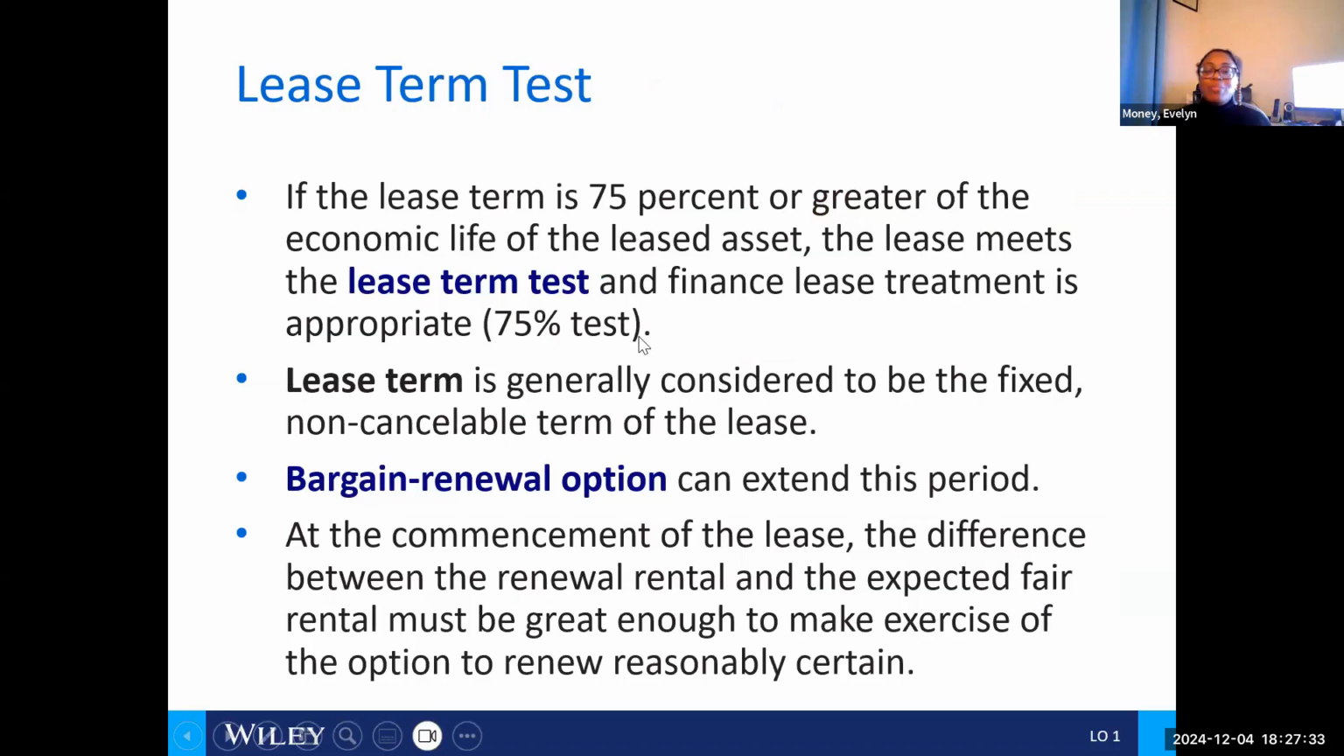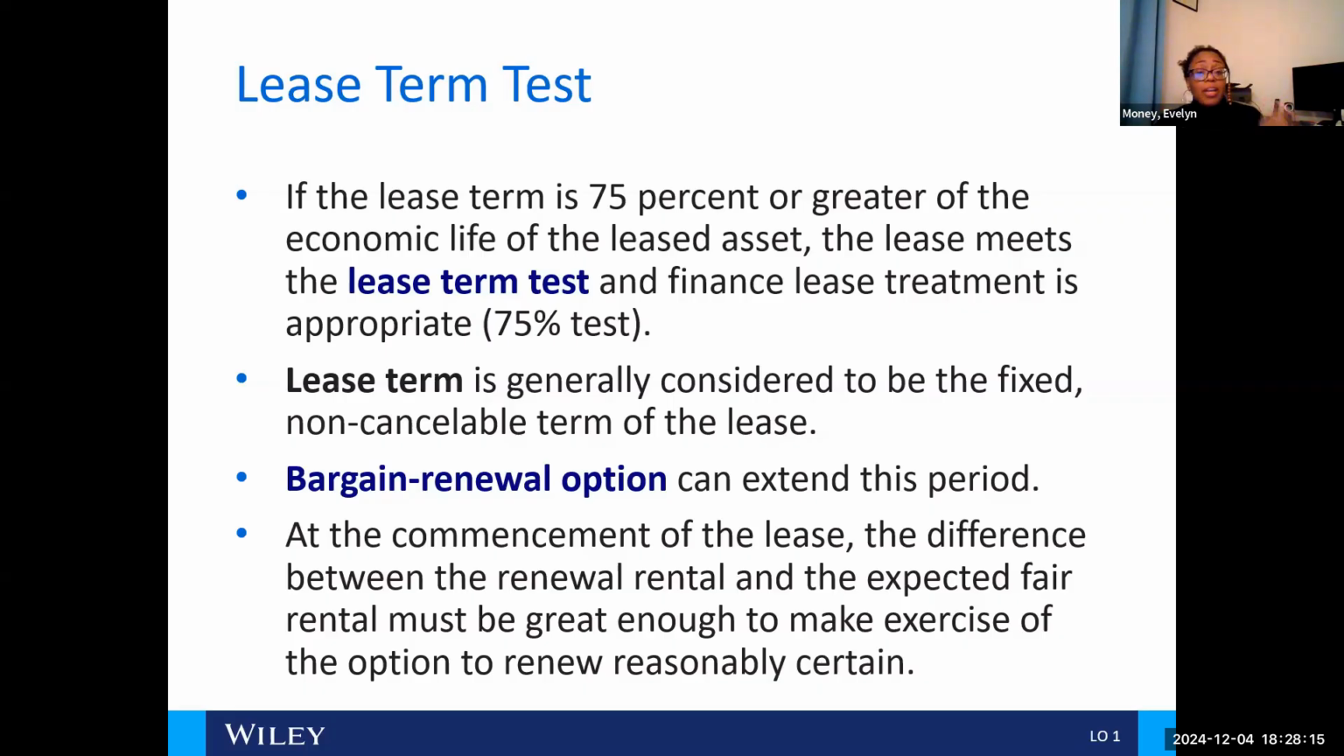Now, let's look at the lease term test, or the 75% test. That's what I like to call it. Remember, with the lease term test, this is the one where we compare the life of the lease to the life of the asset. So we're going to take the lease term and divide it by the asset's economic life, because usually the economic life is longer than the lease term. If that percentage is 75% or more, then the lessee is essentially using the asset all up. They're getting all of the benefits of the economic life of the asset. So because of that, it is a finance lease.